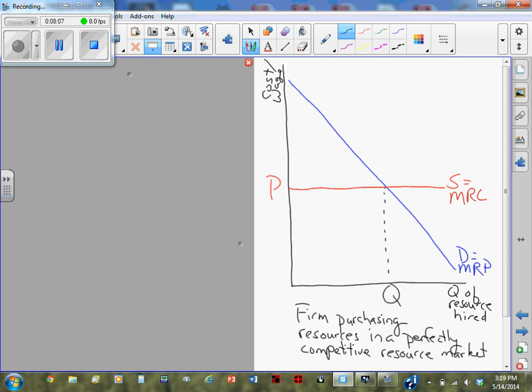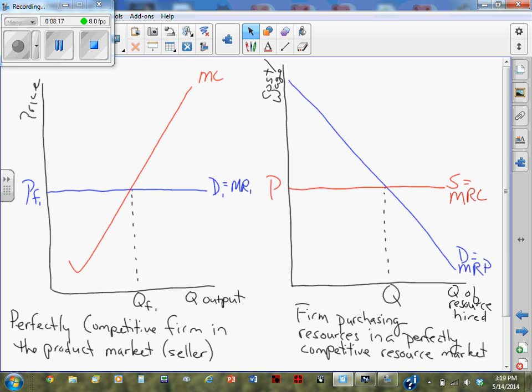So now that we have all this together, let's compare the two graphs side by side. Remember, in one market, the firm is a buyer. In one market, the firm is a seller. So there are some similarities. Our first similarity is that both of them have a perfectly horizontal curve. For the seller market, the product market, that perfectly horizontal curve will be demand. When the firm is acting as a buyer of a resource, the perfectly horizontal curve will be supply.